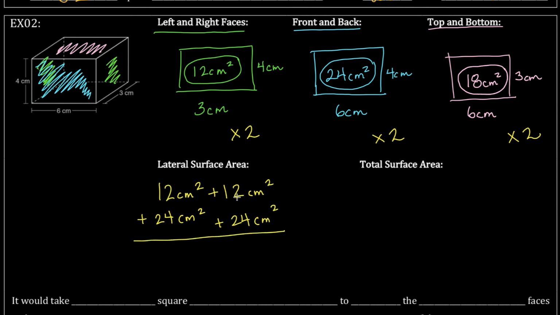So we get 12 and 12, which is 24. 24 plus 24 is 48. 48 plus 20 is 68. Plus 2 is 72. So my lateral surface area is 72 centimeters squared, or square centimeters.